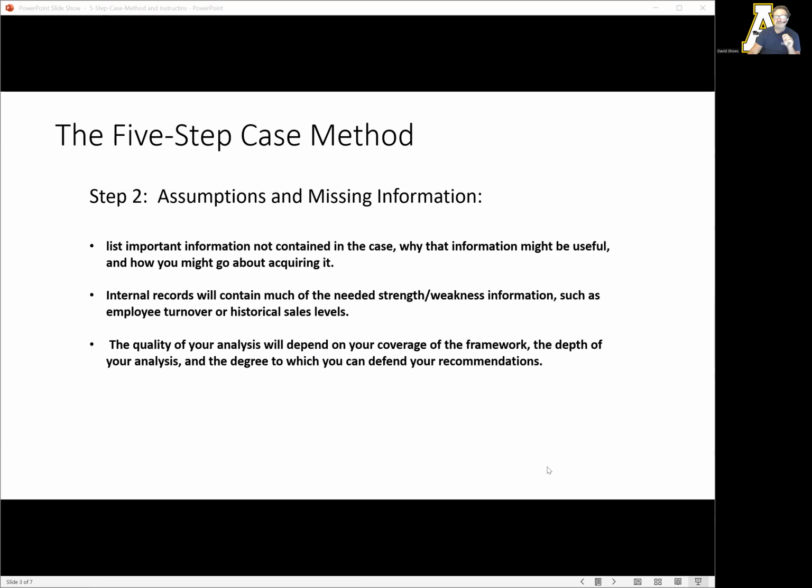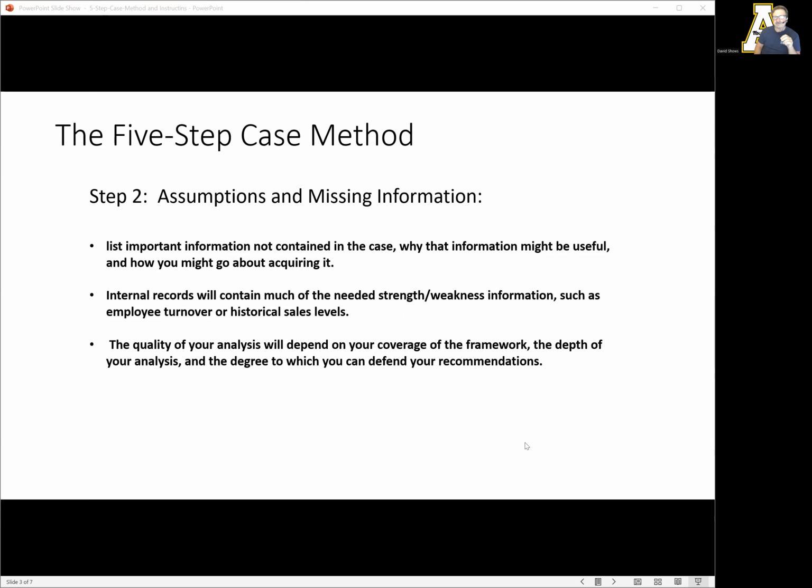List the important information not contained in the case. And why might that information be useful? And how you might go about acquiring it. Research, all right? And also remember, the more research you do, the higher grade you get, because one of the things I'm wanting to look for is a good bibliography at the end.